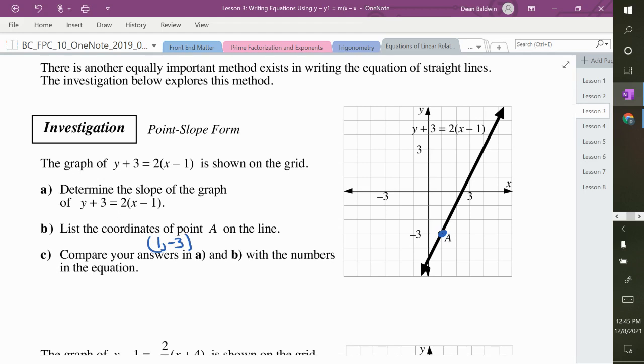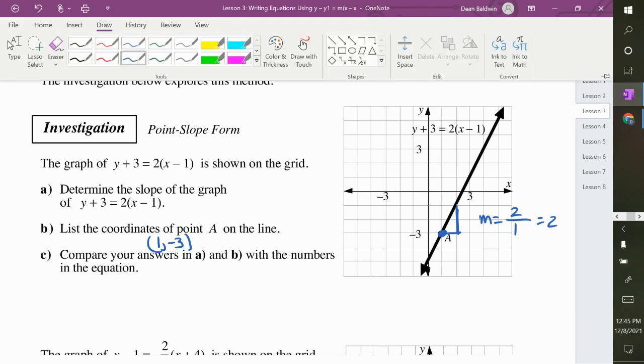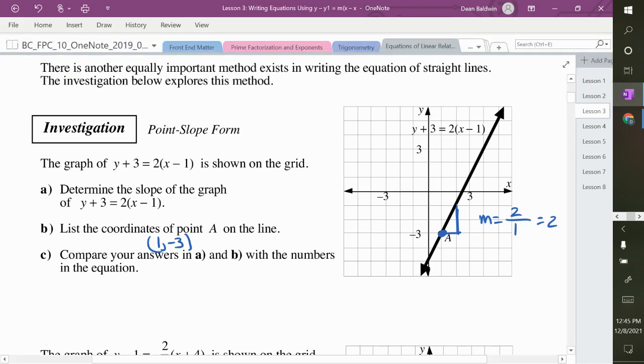Go for it. Calculate the slope of that line, please. I'm going to freeze it. We'll see if we get the same. Well, I haven't frozen. We ready?